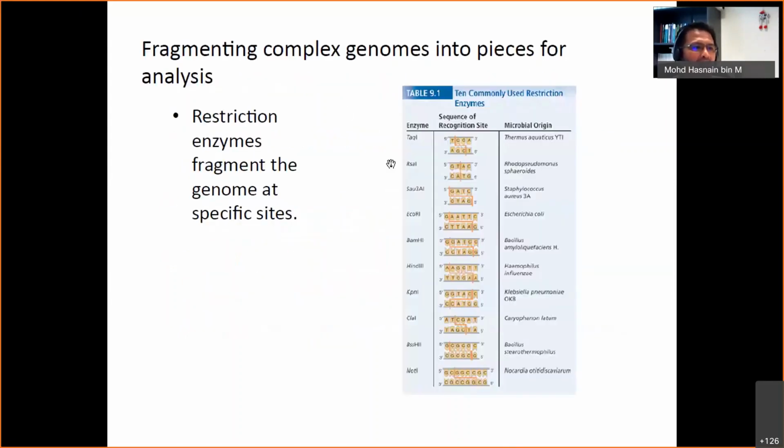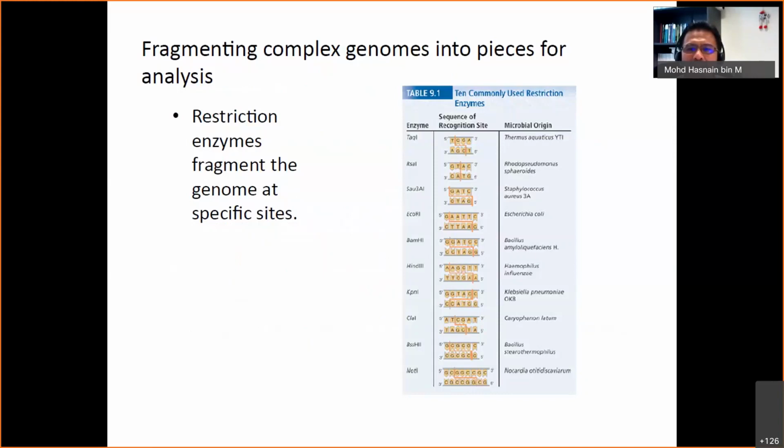Okay. 1037. Fragmenting complex genomes into pieces. Okay. Hold on. I think producing results.